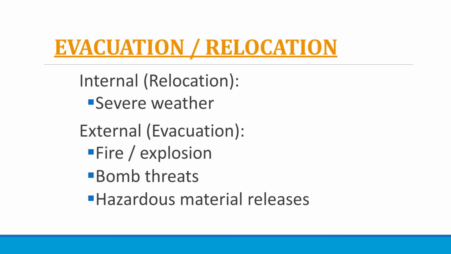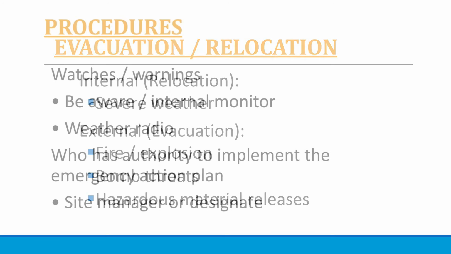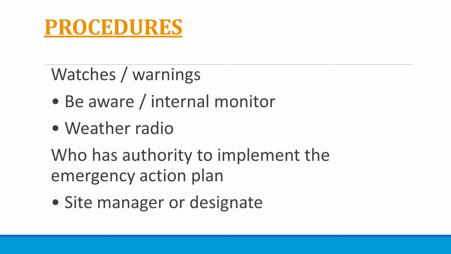Like I said, there's always the potential for severe weather. There's always the potential, unfortunately, for active shooter situations. We need to take all that into consideration. Procedures. Well, we need to make sure we understand: do we have a watch? Do we have a warning? Do we need to be aware? Who's going to monitor the situation? Are we going to have a NOAA weather radio available that gives us this information automatically?